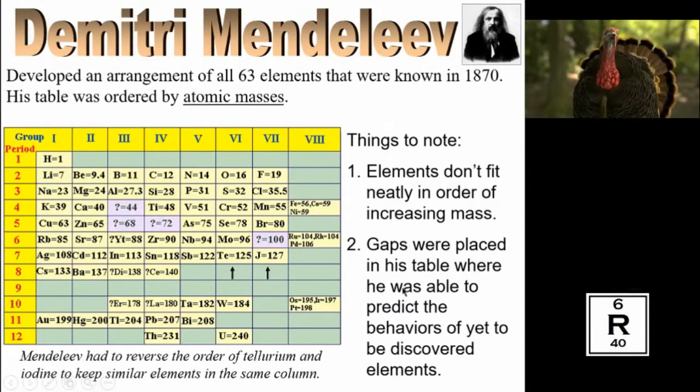One of the really brilliant things that Mendeleev did is he placed gaps in the table. In these gaps, see these gaps right here, he said there's supposed to be elements here. We just haven't discovered them. But I know, because I understand this pattern, that there's kind of a skip here. There's a space. So there's going to be something in between the mass of these two elements that's going to fit and behave like this group here. So this is quite brilliant. Gaps were placed in his table where he was able to predict the behaviors of yet undiscovered elements.